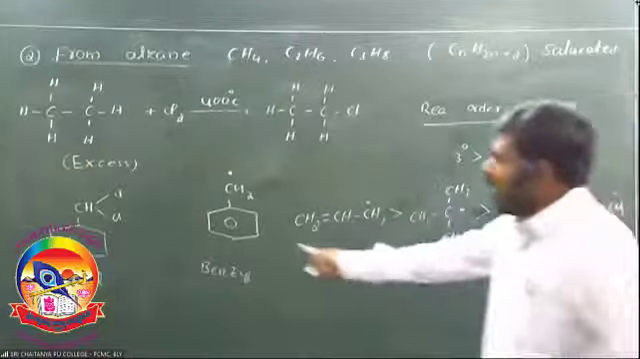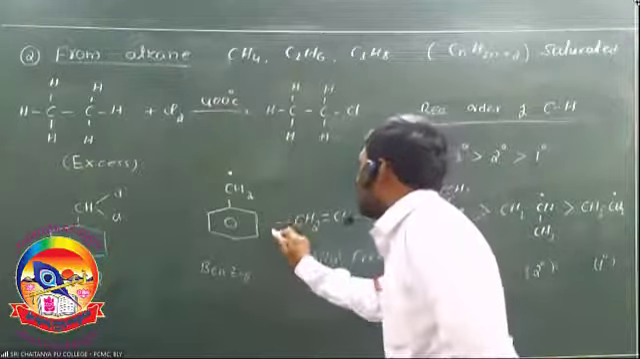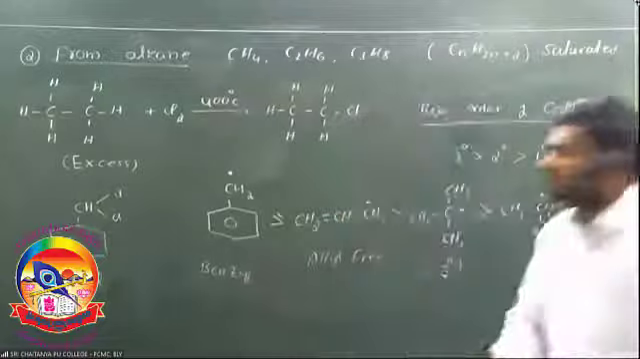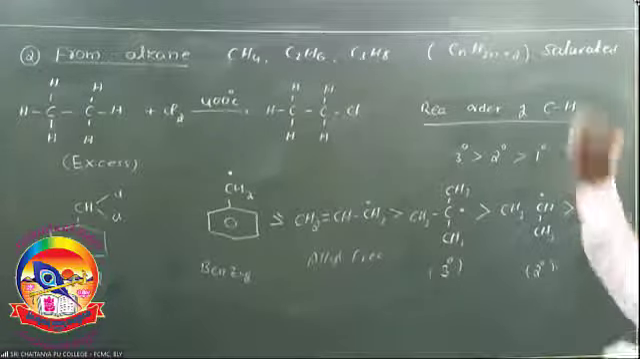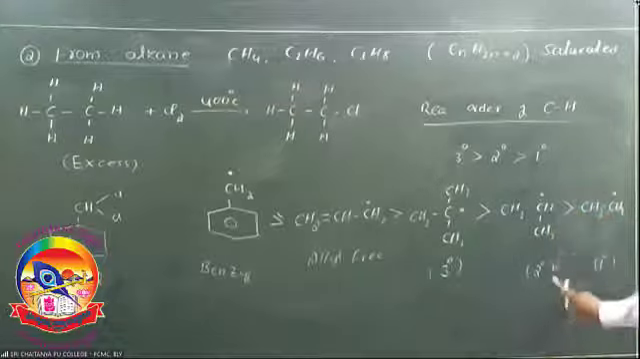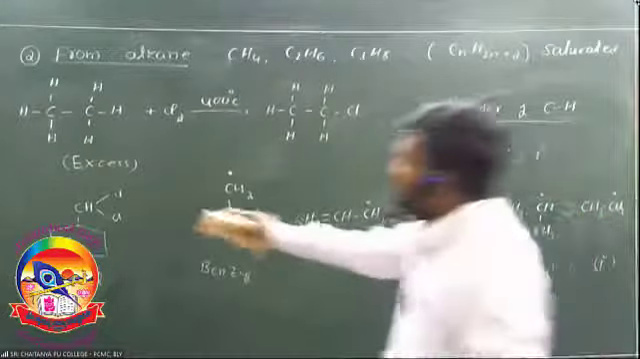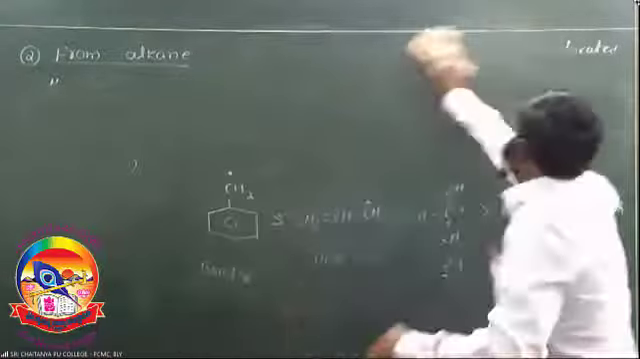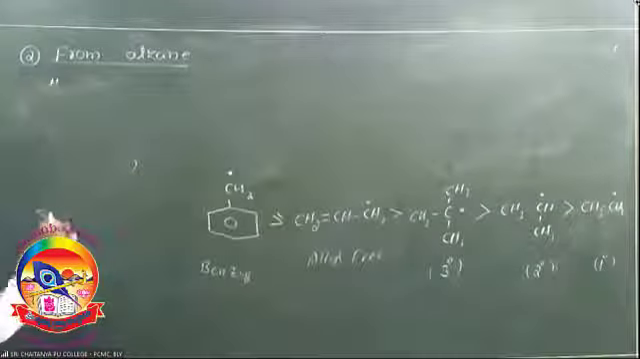Next, the stability of benzyl free radical is almost equal to allyl free radical, or slightly more stable. So benzyl free radical is more stable than allyl free radical, which is more stable than tertiary, then secondary, then primary. So this is the stability order of different free radicals.